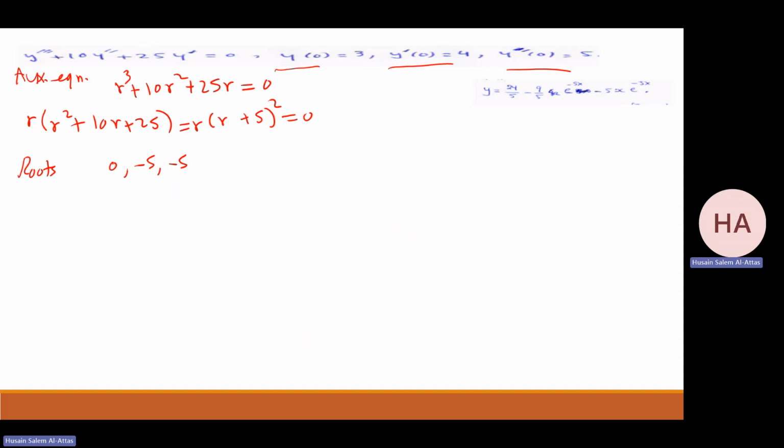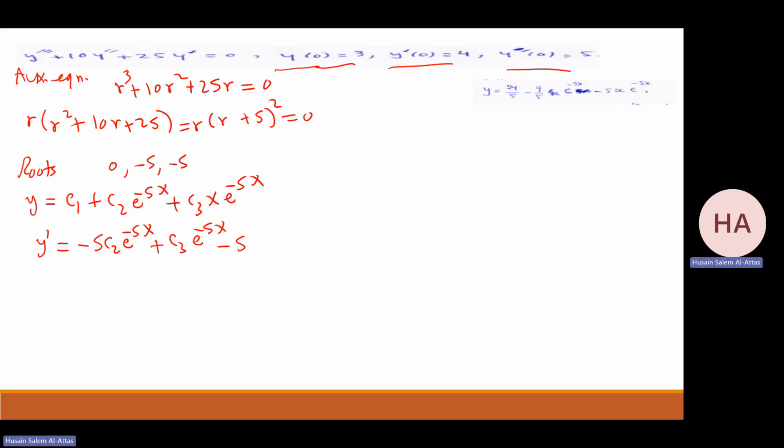Okay, so my solution y will be c1 plus c2 e to the minus 5x plus c3 x e to the minus 5x. Now I need to find the c's. I have the conditions. First I need to find y prime and y double prime. Y prime will be minus 5c2 e to the minus 5x, and this one, the product of two functions, c3 e to the minus 5x minus 5c3 x e to the minus 5x.